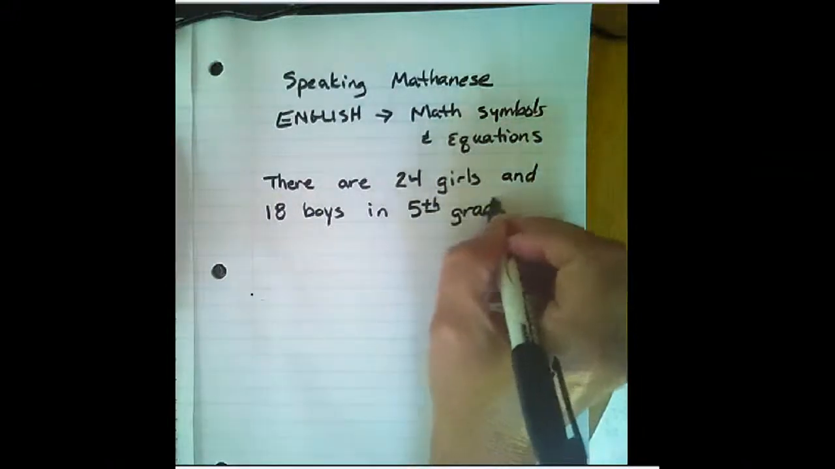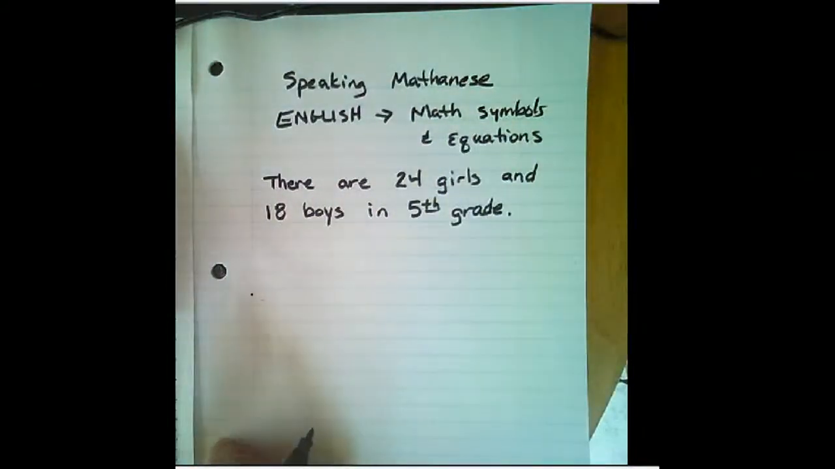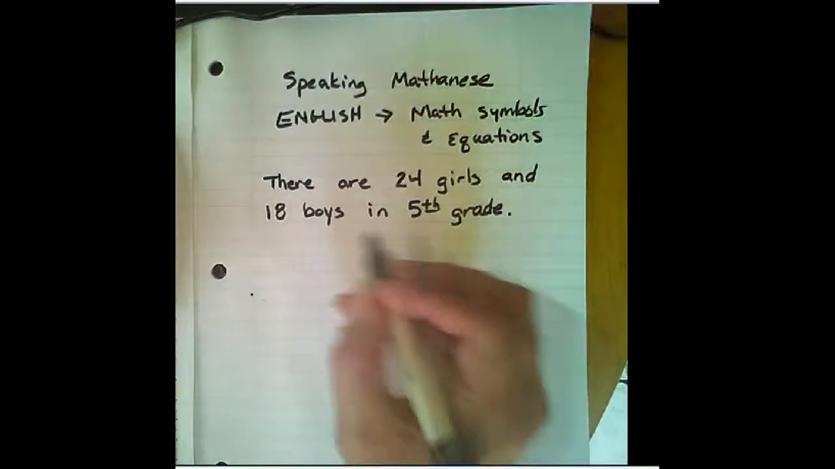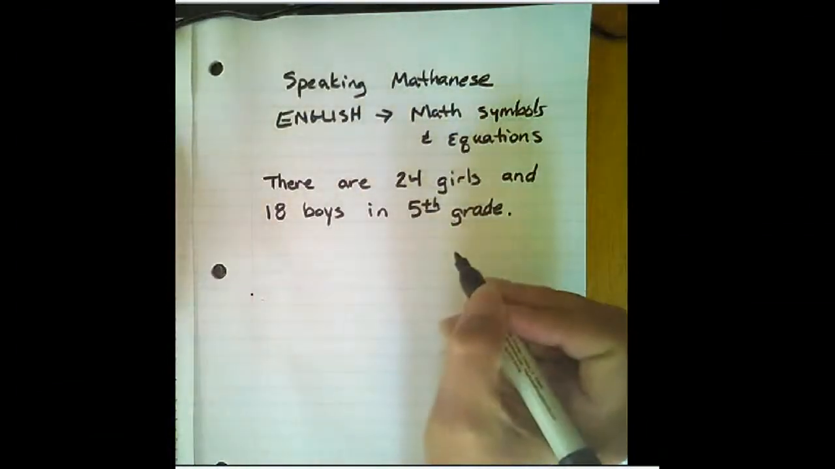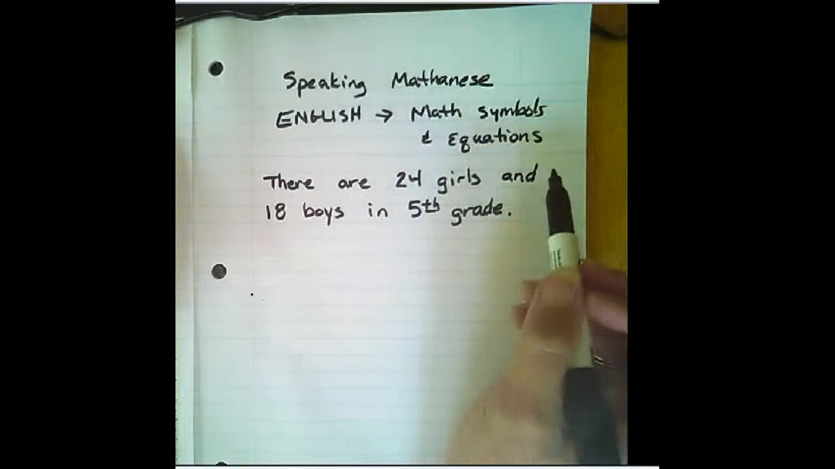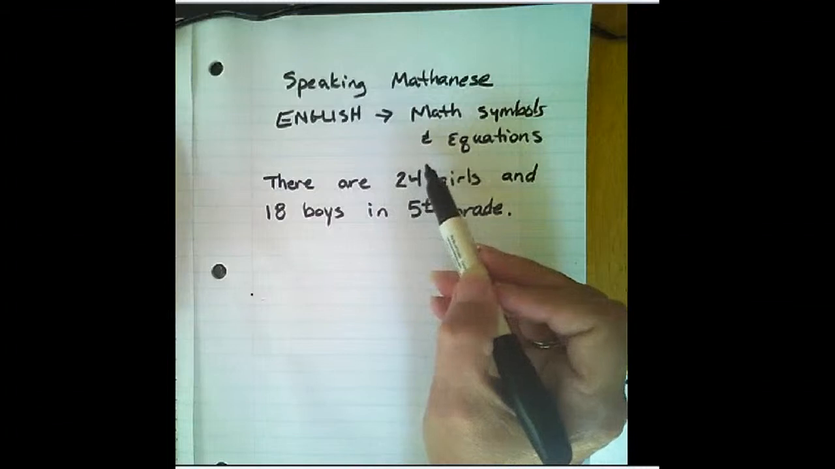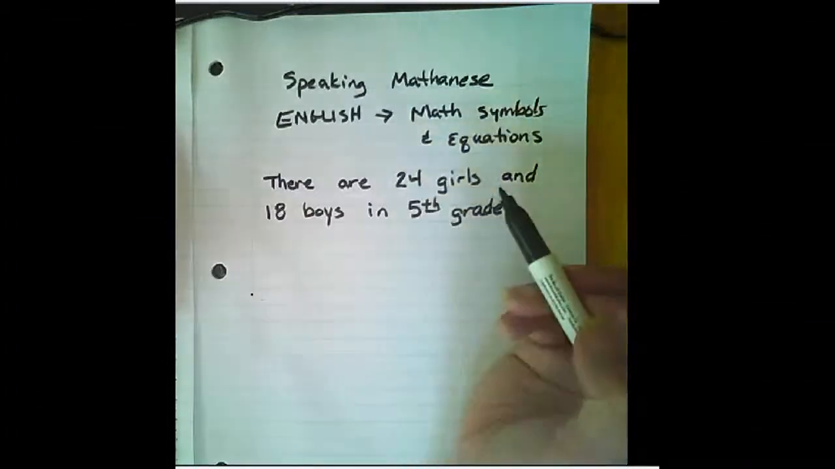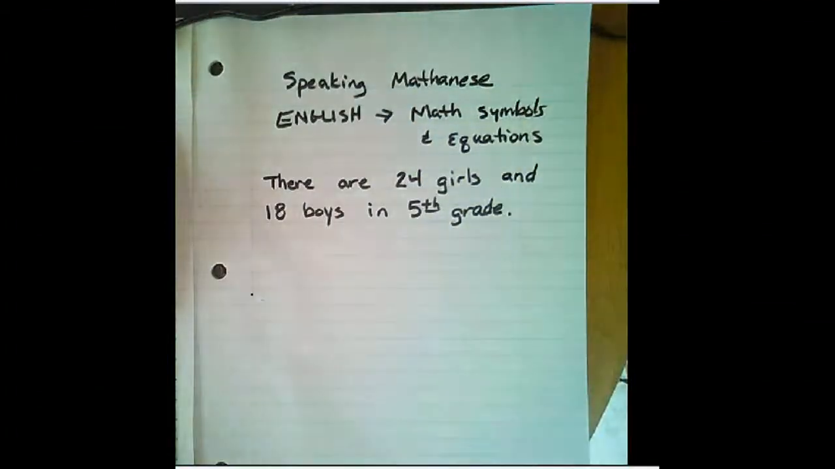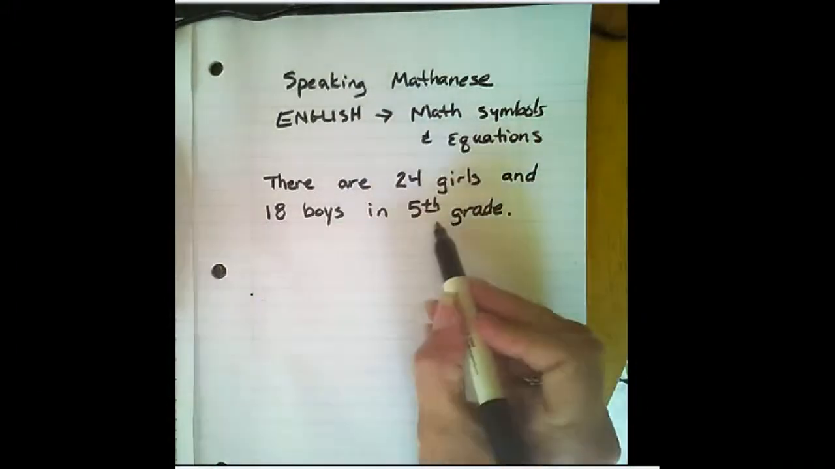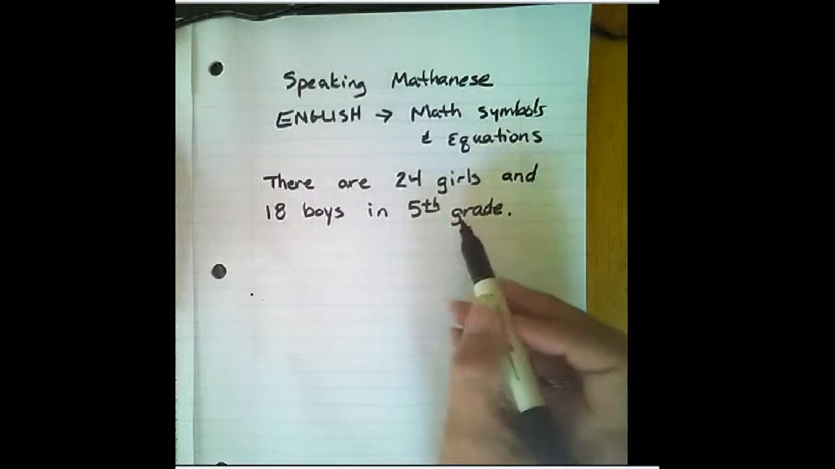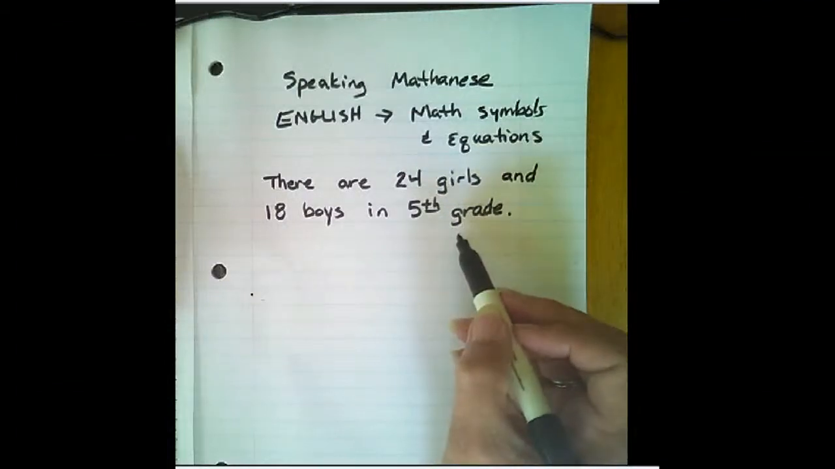If we have the sentence, there are 24 girls and 18 boys in 5th grade, we have some information here. Instead of using the letters for twenty-four, I used the symbol 24. You learned how to use numbers when you were really little, and you probably had board books and different games that you did, maybe some songs you sang to learn how to count. 5th grade, you understand that. You probably could read this Mathanese without any problems.